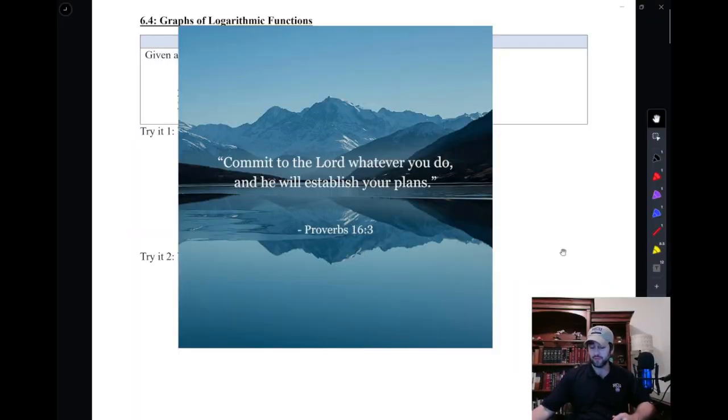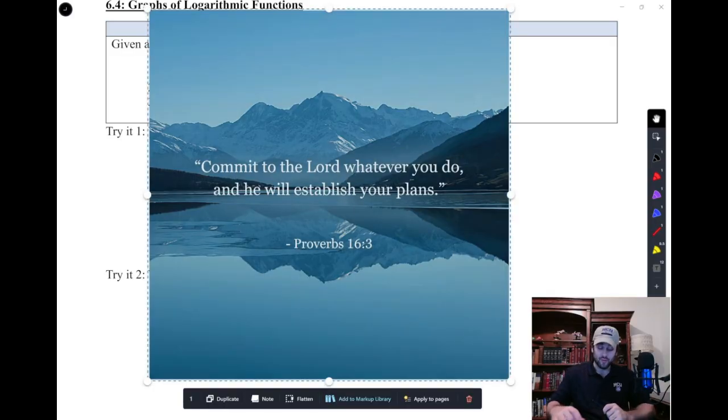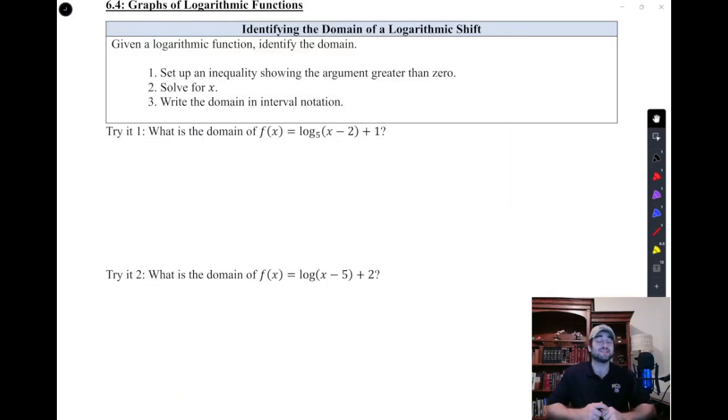So, a little bit of encouragement before we get started. Commit to the Lord whatever you do, and He will establish your plans. Proverbs 16:3. Whatever you do is a pretty all-encompassing encouragement of whether what you're doing is graphing logarithmic functions, or helping a friend in need, or taking care of somebody that you are taking care of right now, whether that's financially or emotionally or supportively. Committing to the Lord in whatever you're doing will establish your plans. And I just think that's a good encouragement for all of us to do, even if that thing we're doing is graphing logarithmic functions.